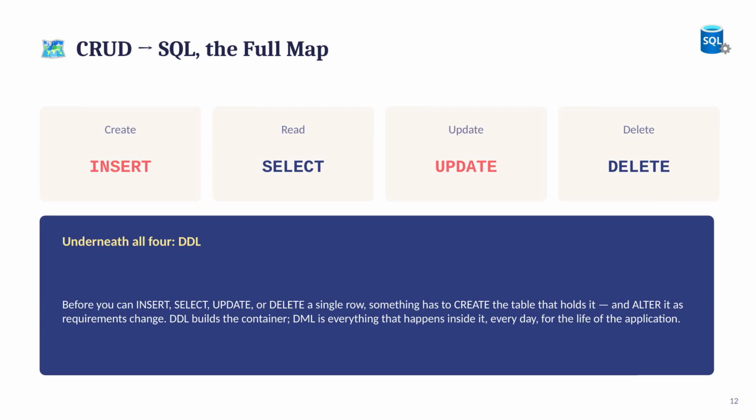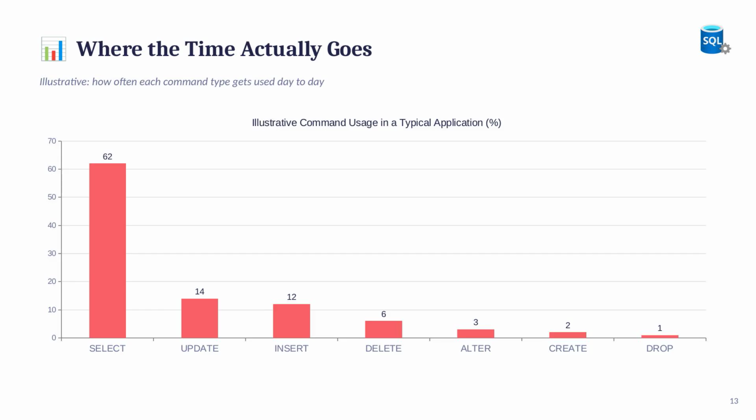Let's put the whole map together. Create maps to insert. Read maps to select. Update maps to update. Delete maps to delete. And underneath all four sits DDL. Before you can insert, select, update, or delete a single row, something has to create the table that holds it, and alter it as requirements change over time. DDL builds the container. DML is everything that happens inside that container, every single day for the entire life of the application.